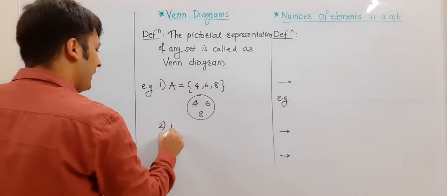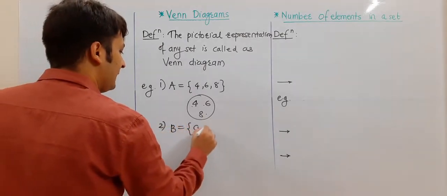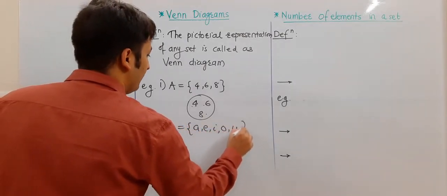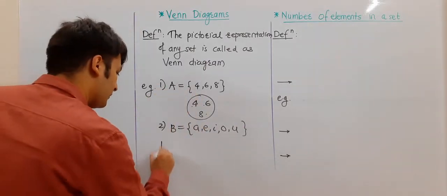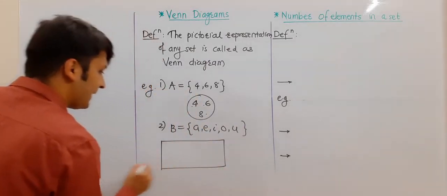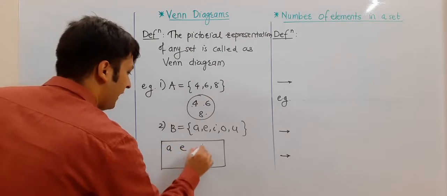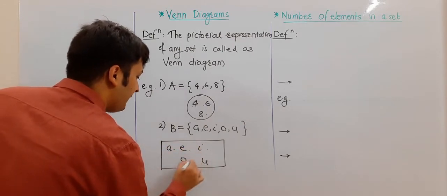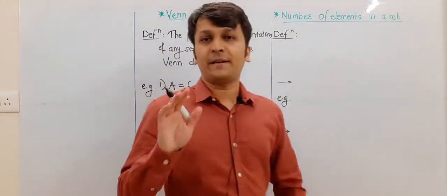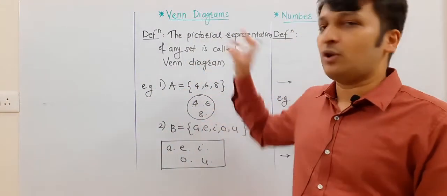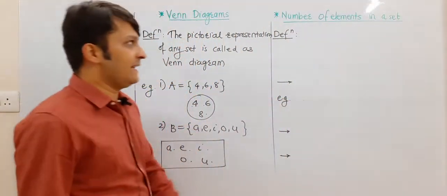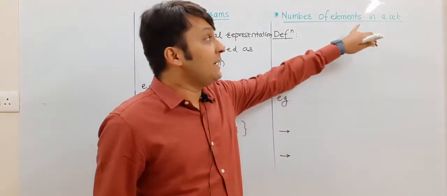One more example, if I have set B like this, A, E, I, O, U, then I can represent this like this also. Just check. If I am using the rectangle, I can represent it A, E, I, O, U. So these 5 elements I can put in the rectangle. So the pictorial representation of any set is called what? Venn diagram.